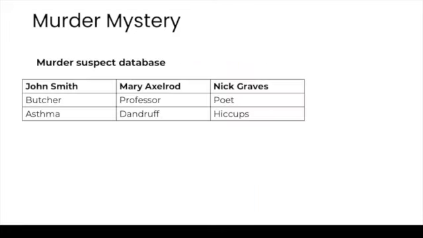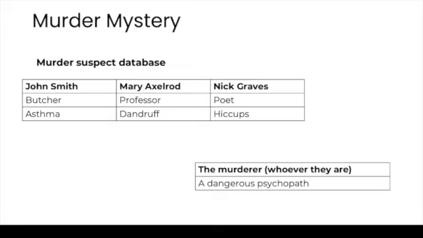They have a tiny database with 3 suspects and what is known about them. They have John Smith, who is an asthmatic butcher, Mary Axelrod, who is a university professor who suffers from a bad case of dandruff, and Nick Graves, a lyrical poet who is prone to hiccup attacks. Then, in a different place, there's also an entry for what is known about the murder. And given the bizarre and gruesome nature of the killing, they conclude that the murderer must be a dangerous psychopath.